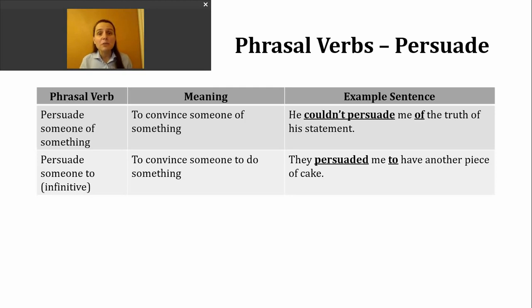And just like the previous phrasal verb, again, we're going to see persuade, then we might see a name or an object pronoun, and then to, and then look for a base verb. Here's an example. They persuaded me to have another piece of cake.